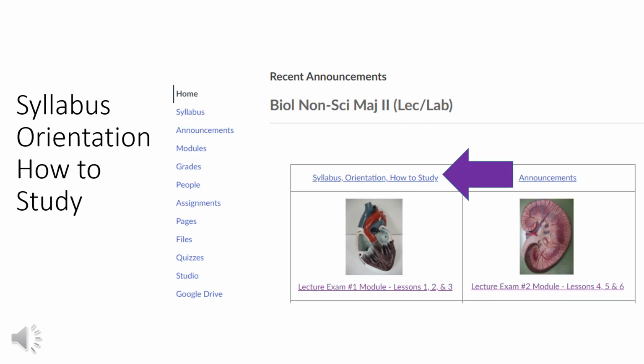Okay, so that's been a lot of how the course works. Now we'll go back and talk about that syllabus orientation and how to study thing. If you go back to the home page, the upper left-hand small rectangle does have syllabus orientation and how to study files. We'll be talking about those finally.